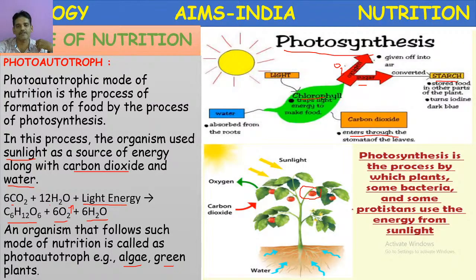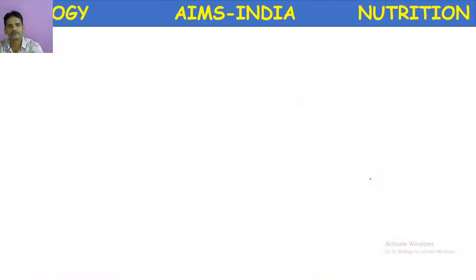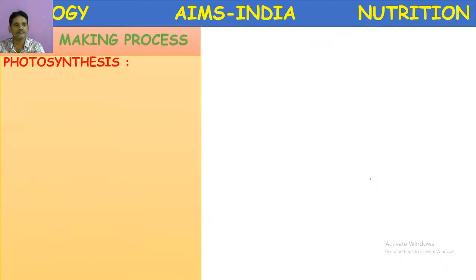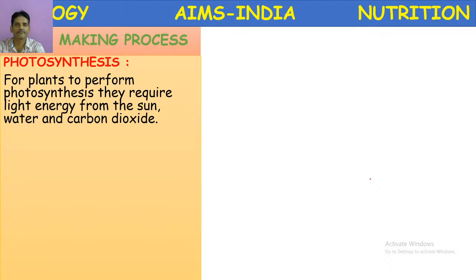Protistans means, for example, euglena, use the energy from sunlight. So that's why they are called photoautotrophs. Food making process, photosynthesis. So we are entering into the concept of photosynthesis.